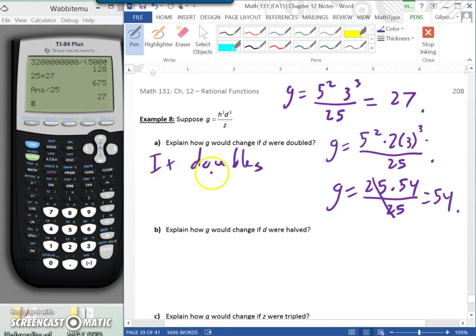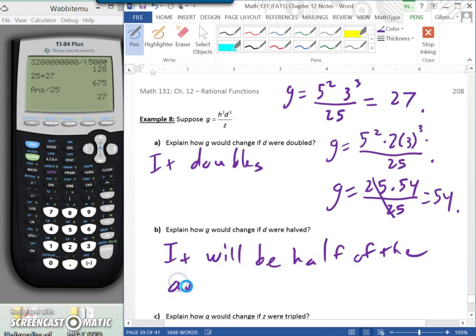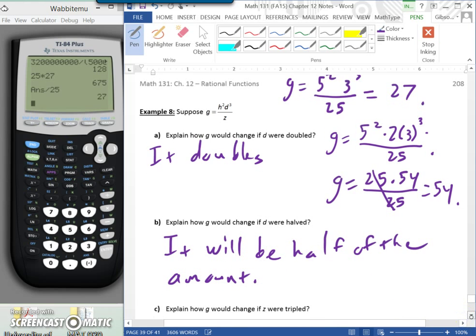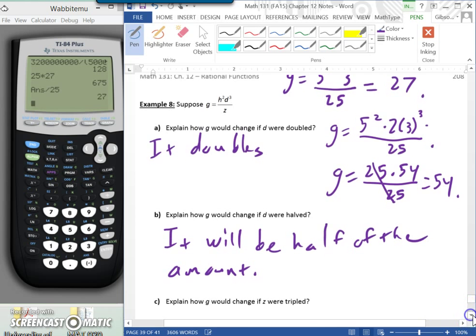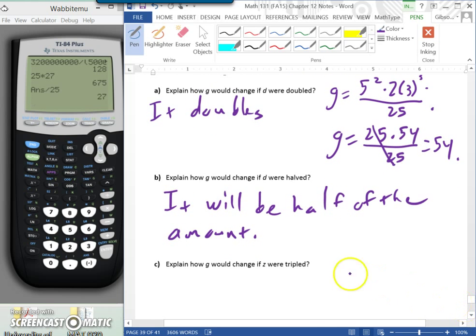So basically, if you notice here, it's varying directly, right? So if it doubles here, then it will be half of the amount. Now that we know that it's varying directly. Okay, now it says explain how G would change if Z were tripled.